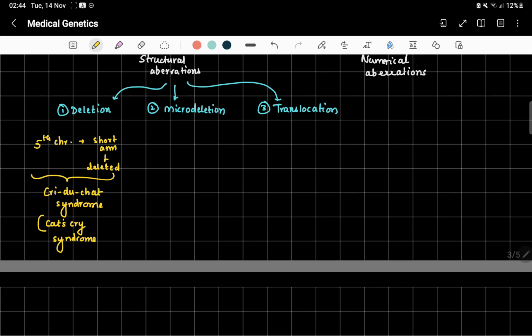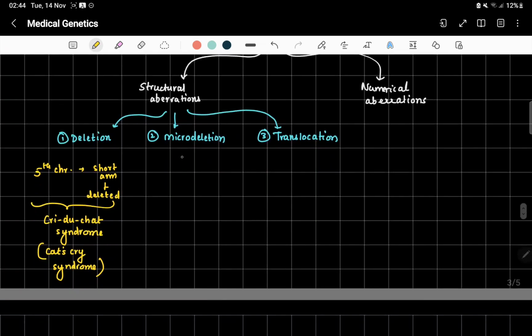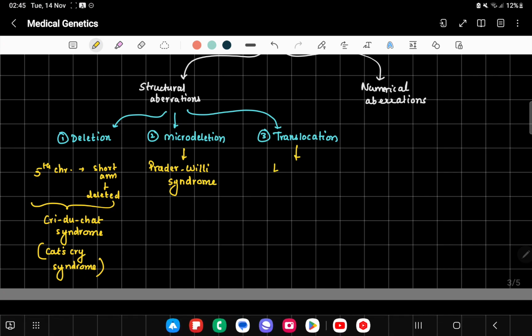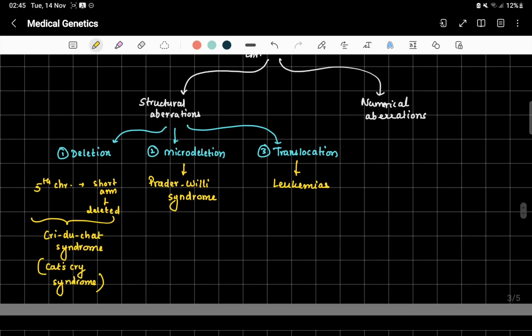Okay, then the microdeletion part. Microdeletion is seen in Prader-Willi syndrome. And translocation is seen in leukemias, like the Philadelphia chromosome, and chronic myelogenous leukemia and all. Okay, we'll discuss that.